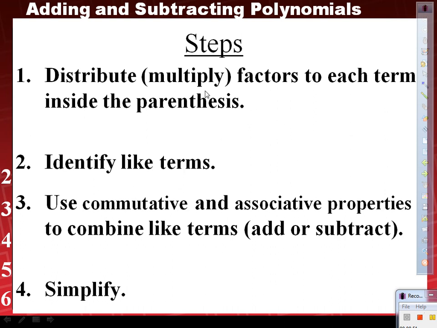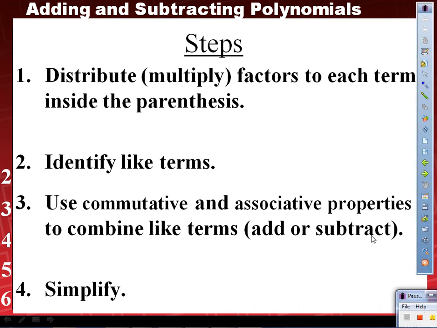Step number 1, distribute, multiply factors to each term inside the parentheses. Step 2, identify like terms. Step 3, use commutative and associative properties to combine like terms, add and subtract. And at the end, simplify. Why do we simplify at the end? Because we're still in expressions. We haven't moved on. Copy that, please.